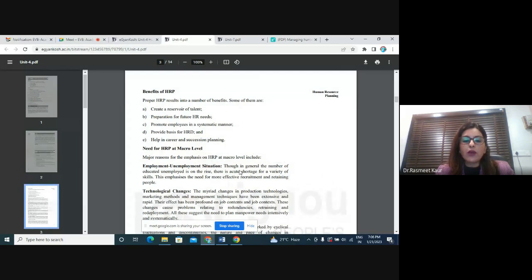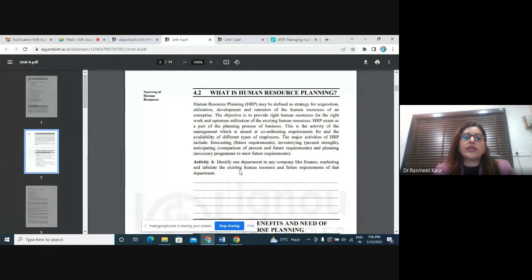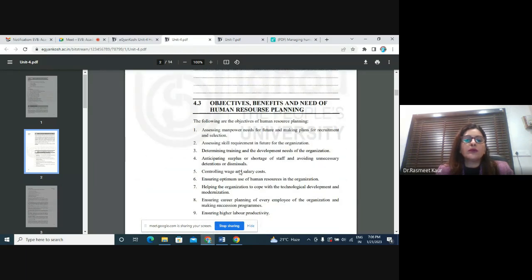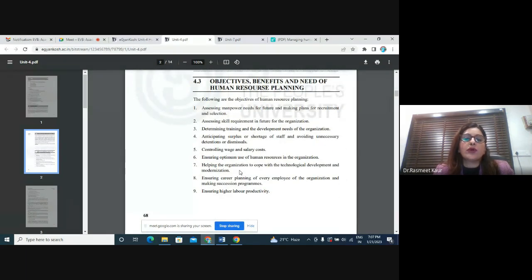What is the basic objective of doing HR planning? It is done because you want optimum utilization of the human resource which is working with you. If you are able to achieve optimum utilization of the existing human resource in the right manner, we say that the HR planning is very effective. So what are the different objectives, benefits, or need of doing HR planning in an organization? There are various objectives, benefits, and needs for which HR planning is done.